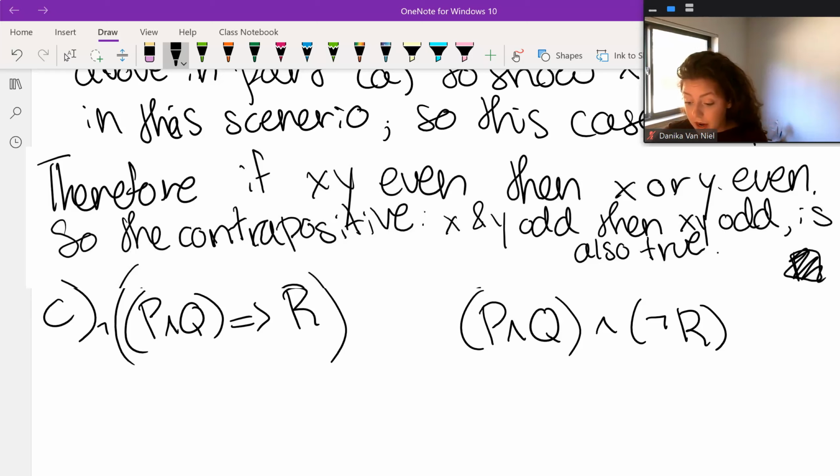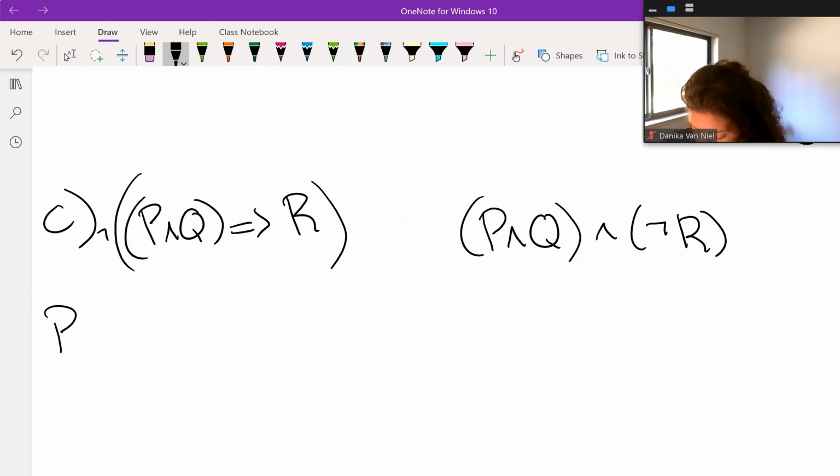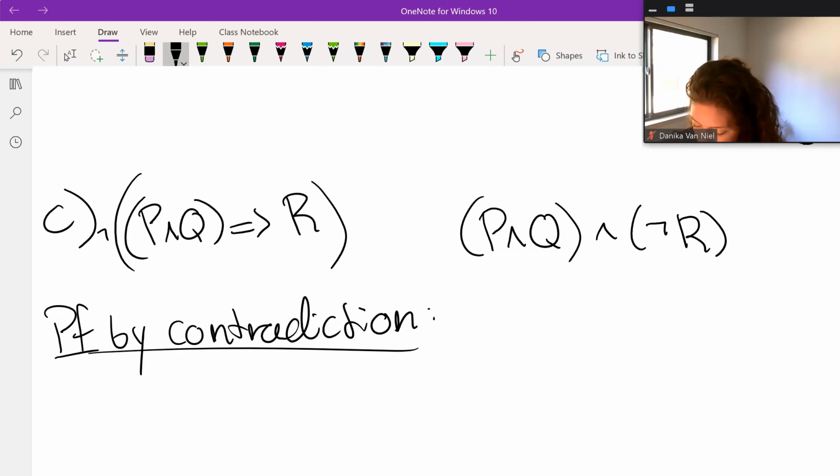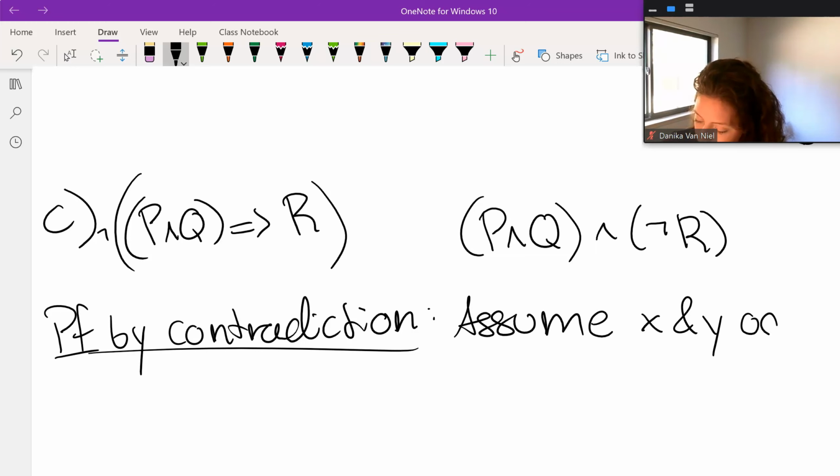So contrapositive proof, oh, sorry, not contrapositive, contradiction. Proof by contradiction. Assume x and y odd and xy even.